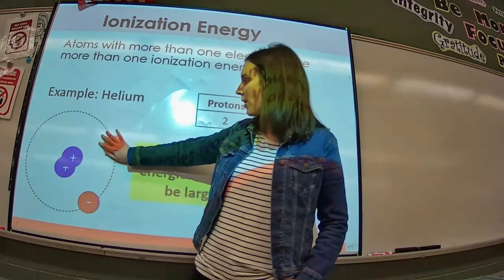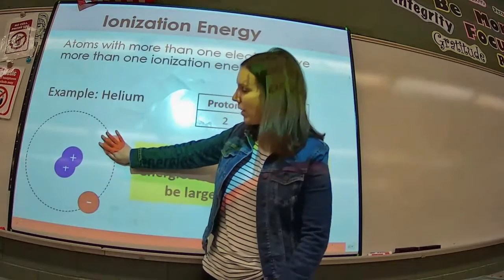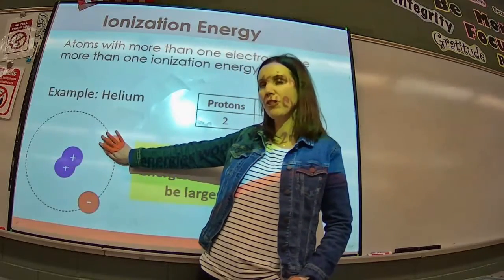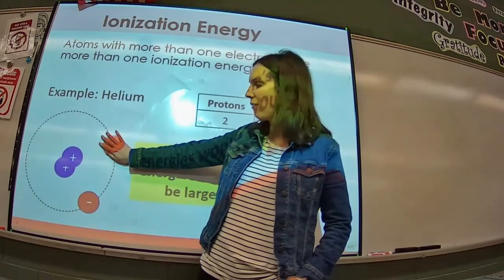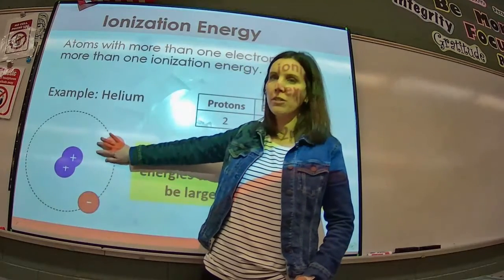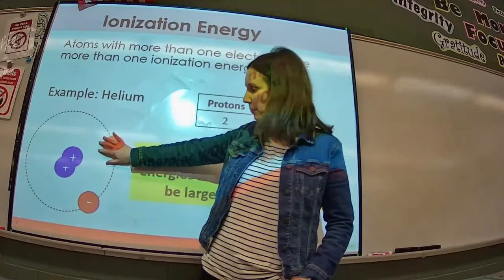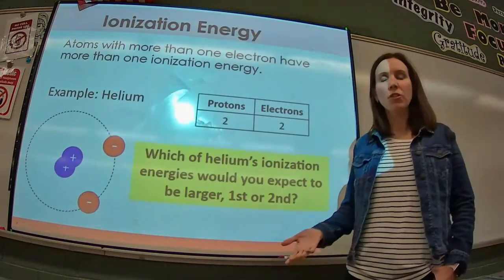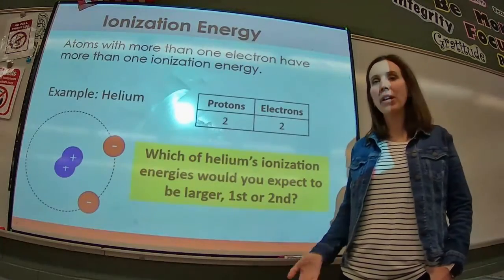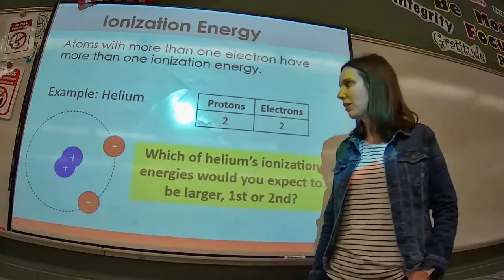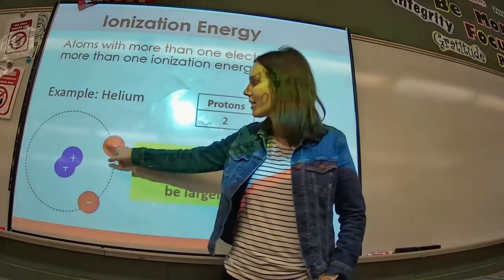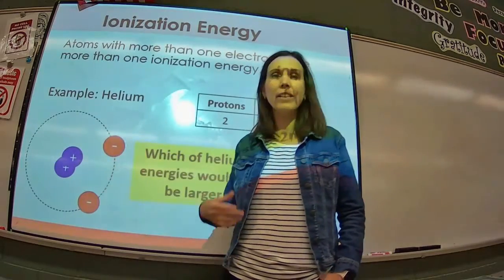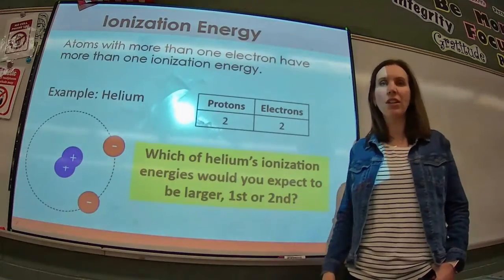Once this first electron is gone, we've got the two positive protons and one electron. There's no longer a repulsive force from an electron, so now we have a much stronger attractive force remaining. So which one would have a higher ionization energy? The greater the force of attraction, the more energy required to remove that electron. So there will actually be less energy required to remove the first electron than the second. And that is always true for all of our electrons.